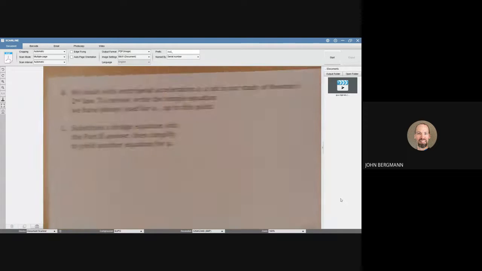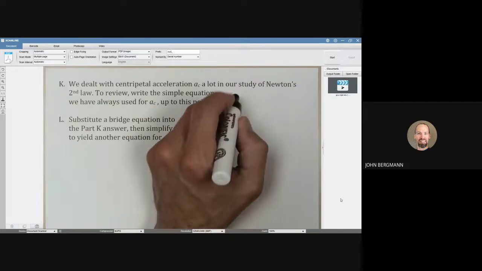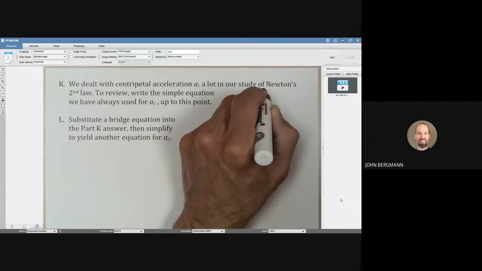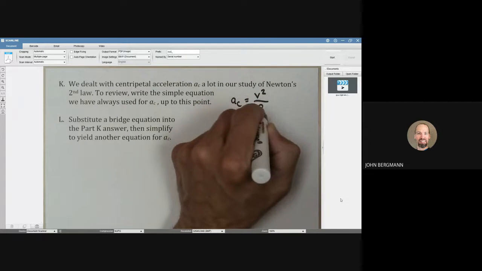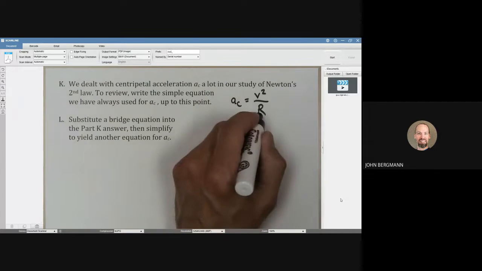Let's do one more thing here. We dealt with centripetal acceleration a lot when we were studying Newton's laws and force, and that kind of thing. To review, write the simple equation we've always used for centripetal acceleration. I don't know if you remember this, if you've watched any of the other videos, but it's v squared over r. I hope you do remember that, actually.